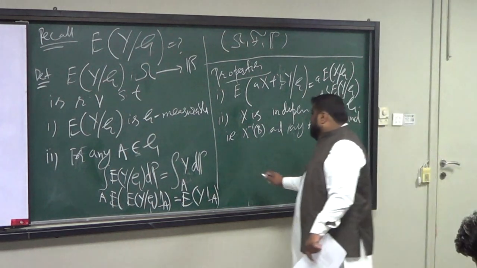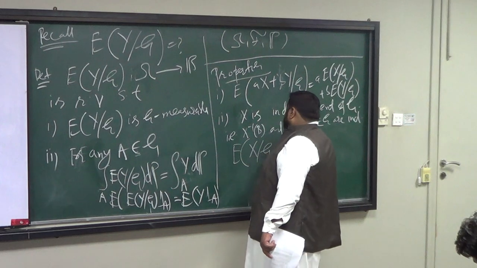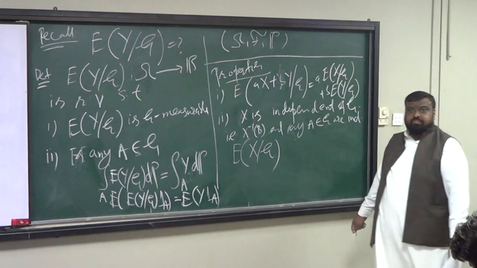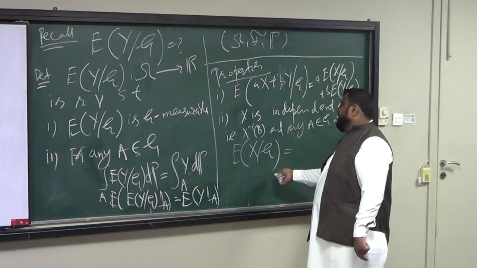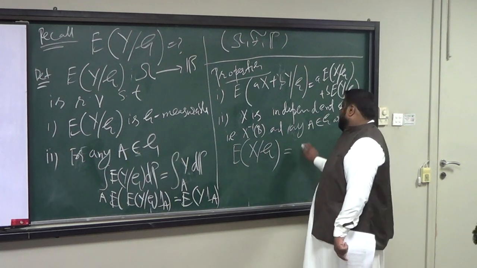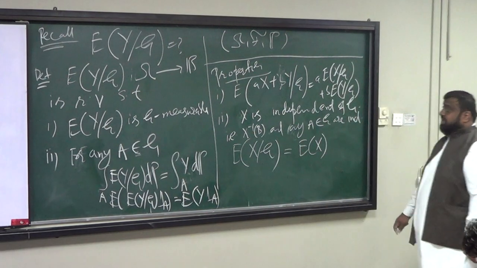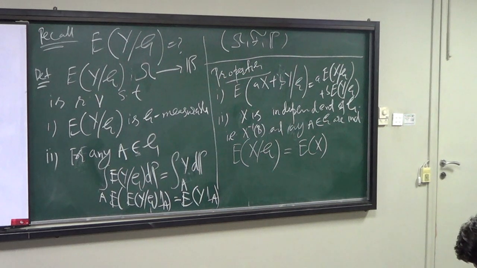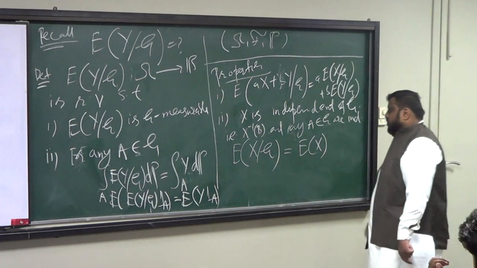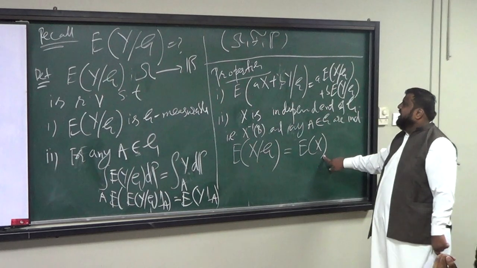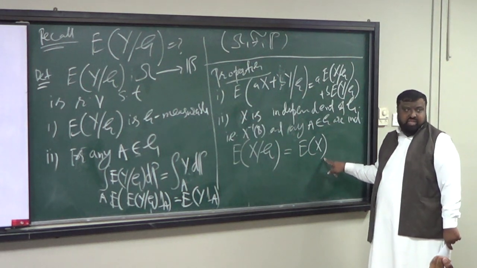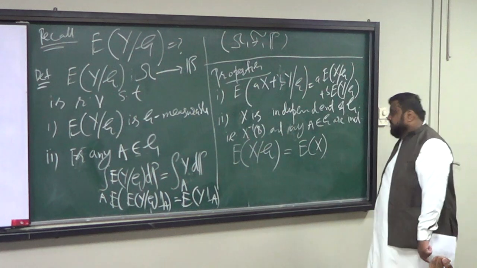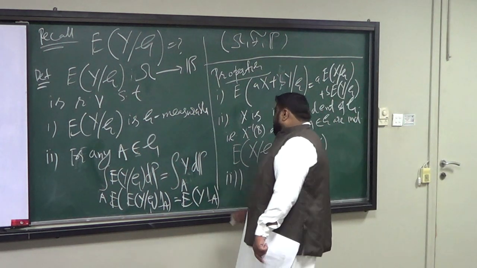If X is independent of g and you want to compute the conditional expectation of X given g, it should be the expectation of X. If X is independent of g, this g is not going to add anything into the expectation, so it's going to be the expectation of X. All of these equalities hold almost surely, happening with probability 1 actually. Anyone else?